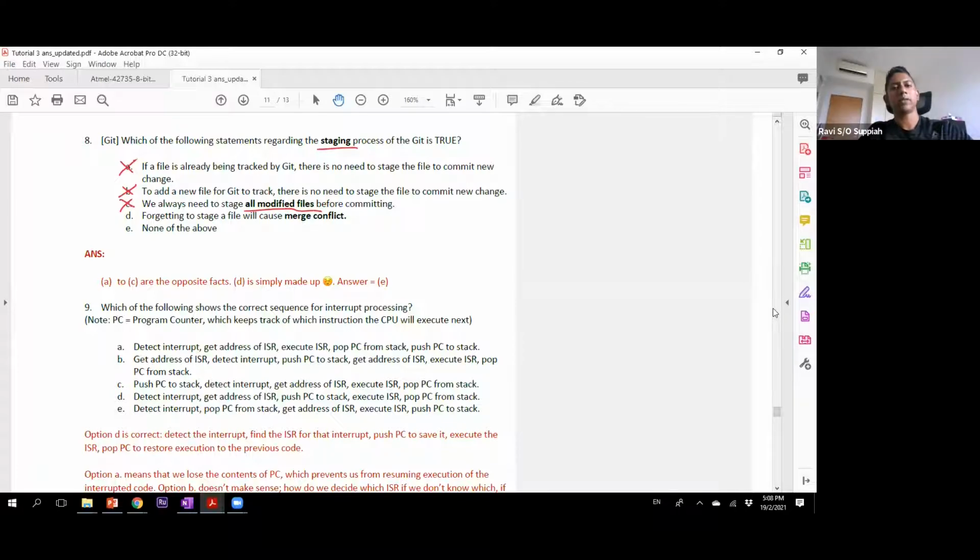Okay, forgetting to stage a file will cause merge conflict. Again, it's not true, because if you don't stage a file, it will not be committed. Correct? You will only commit when you have already staged it.